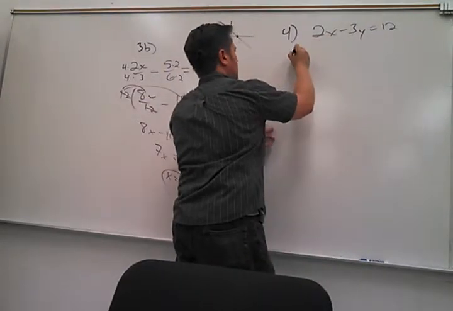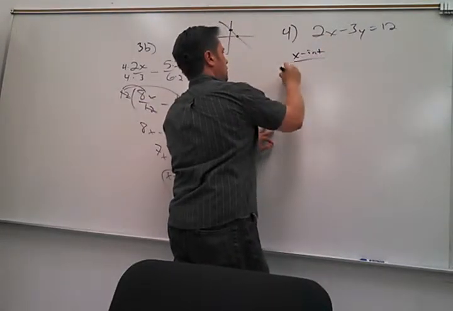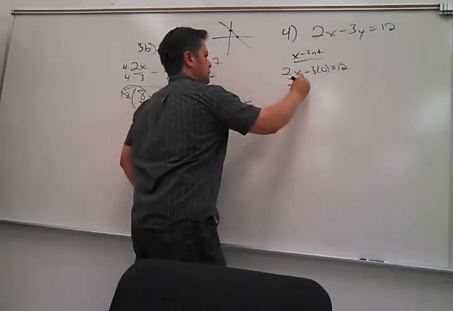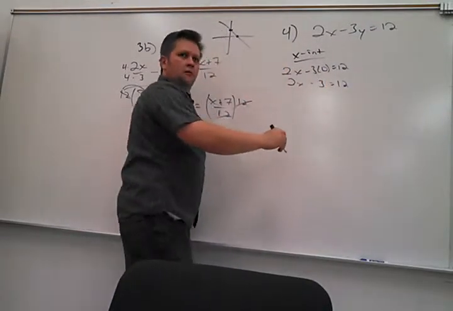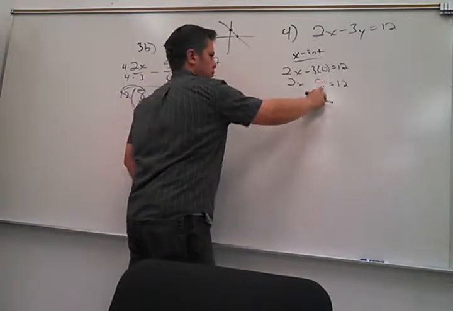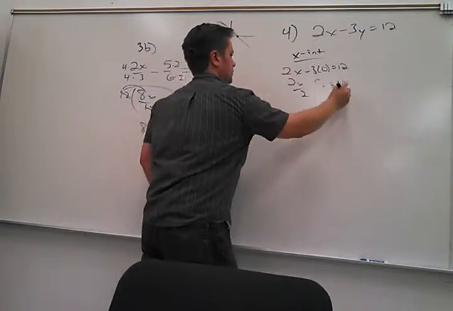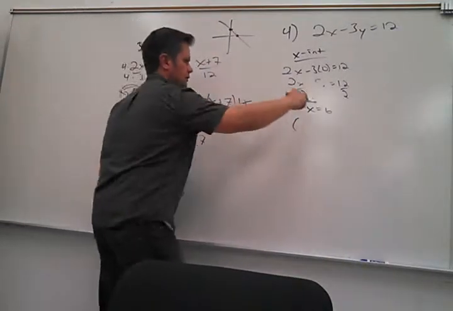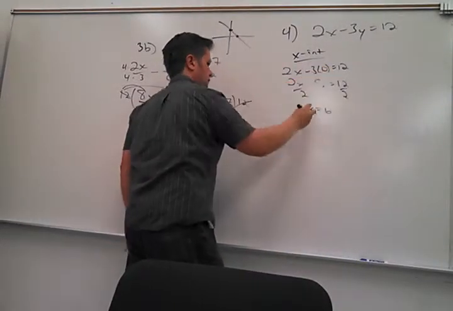So to find the x-intercept, make y 0. Now, for some reason, I always get somebody telling me this. But of course, that's 0. So then x is 6. So that is a point: the point 6, 0.